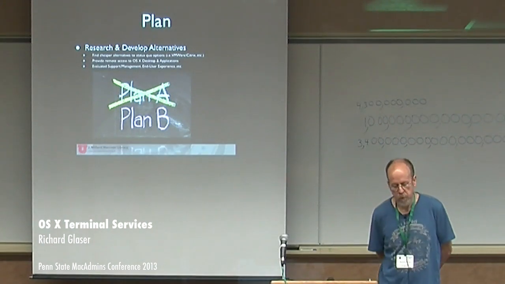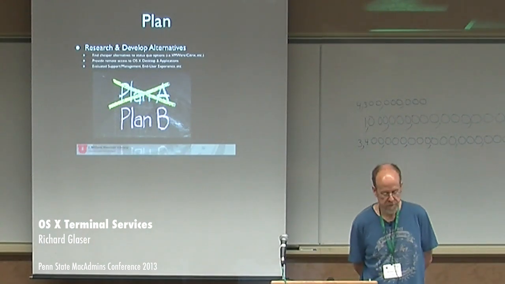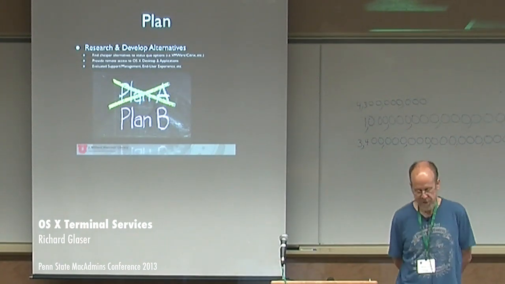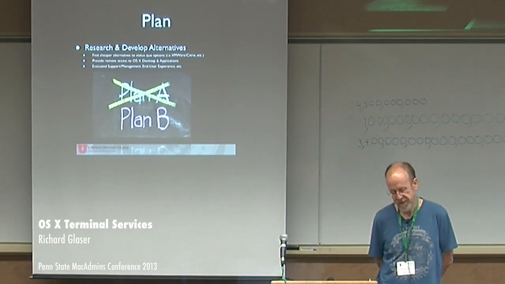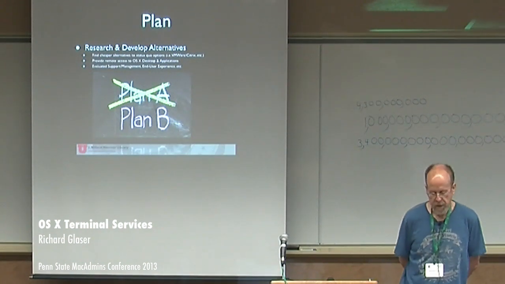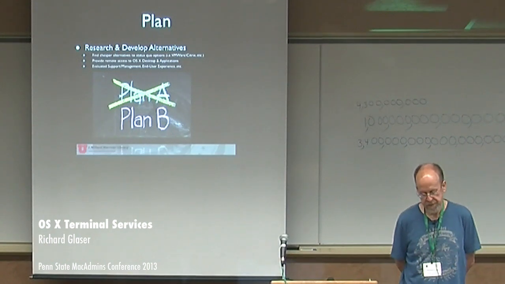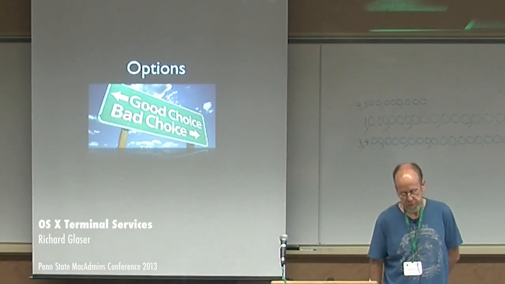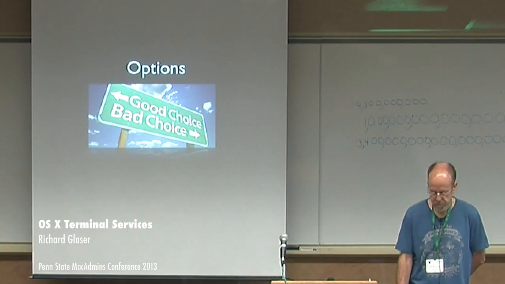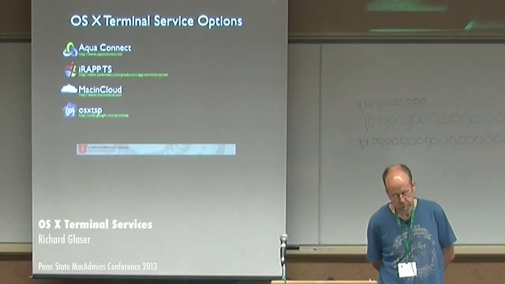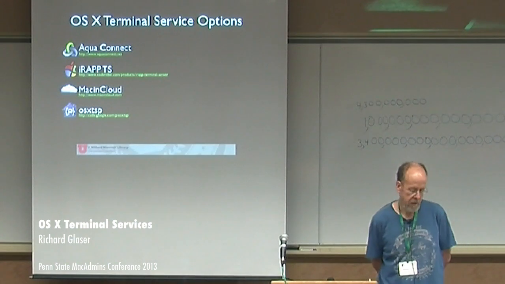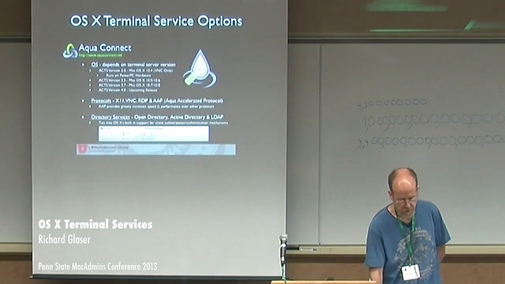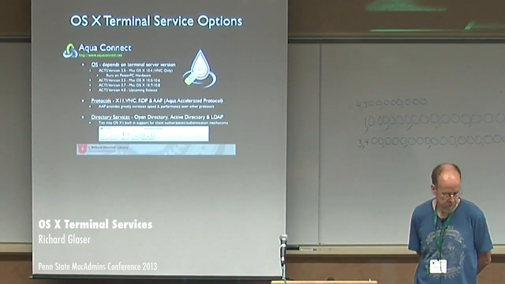So we developed a plan where we decided to research alternatives to the status quo solution from VMware and Citrix. I wanted to provide remote access for OS X desktop and applications. So basically, we wanted to evaluate products, experience, end-user support, etc. So I'm going to go over some of the OS X server options we investigated. Basically, we had 4 options that I found: Aqua Connect, iRAPP, TS, Mac and Cloud, and OS X TSP. So I'm going to quickly go over some of the features of each of the products.